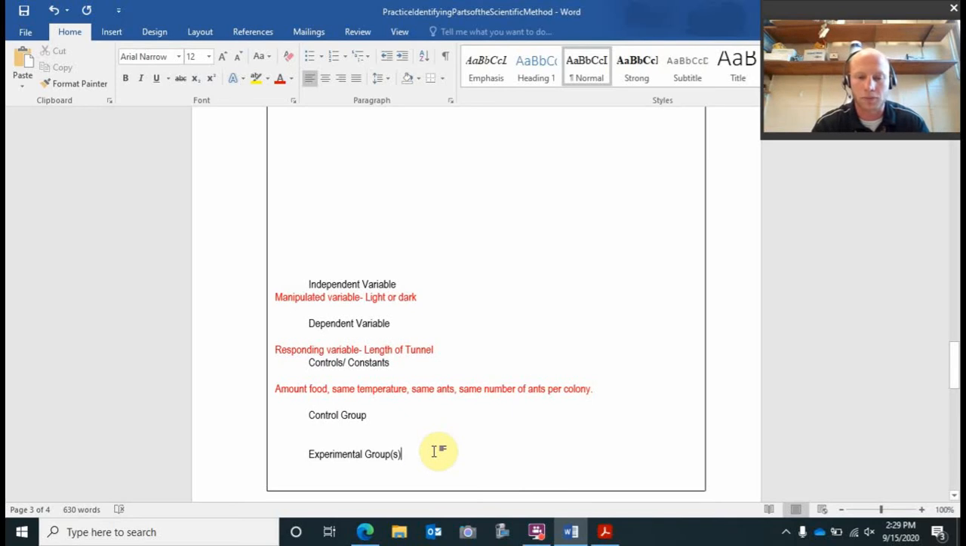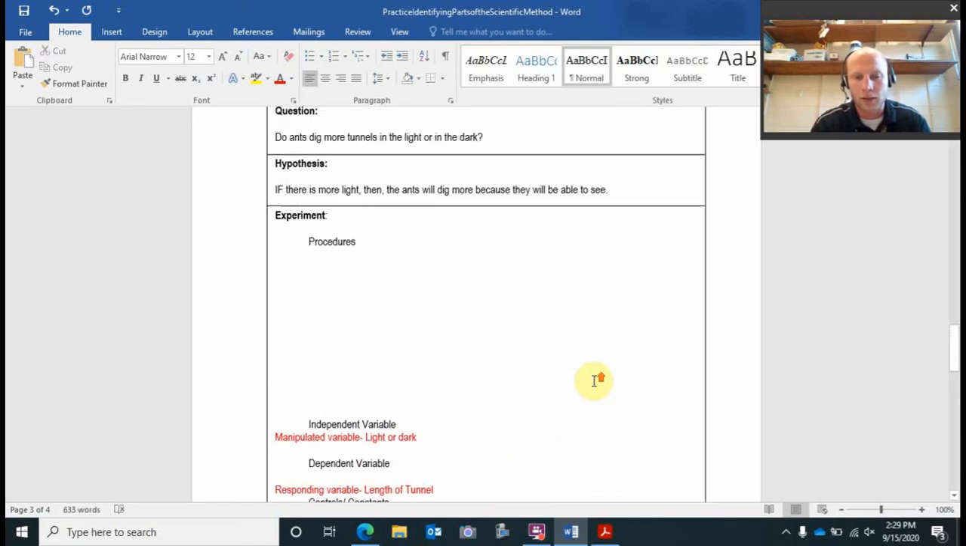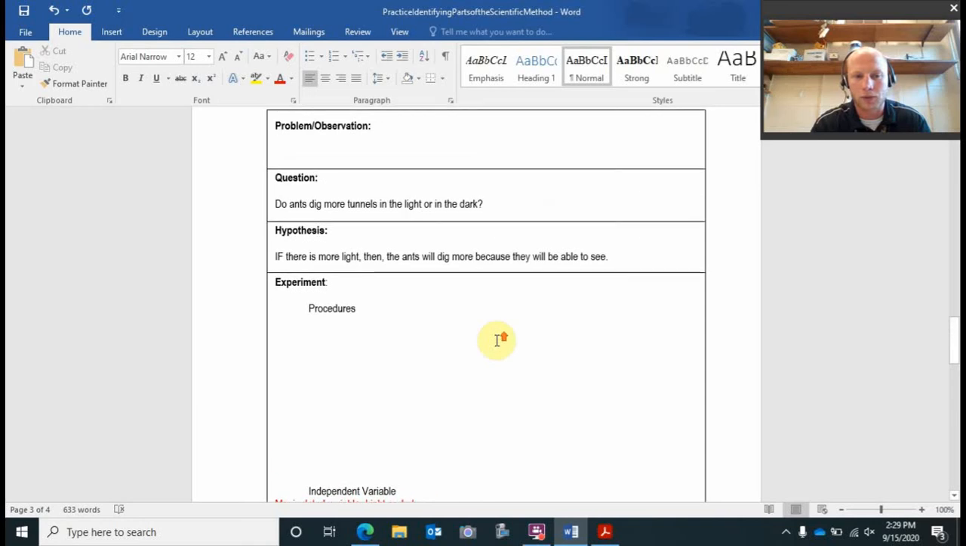Experimental groups. What are some experimental groups? Well, that would be the light. We're testing the light and dark ants. Okay, light, dark ants. So now we have all of these filled out. You should have your procedures filled out.